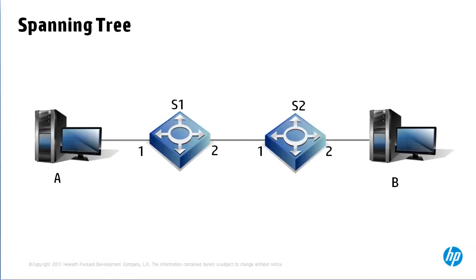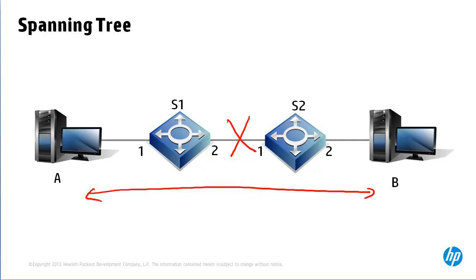Let's start with a very simple topology to explain the reasons to implement spanning tree. Why is spanning tree required on a switched network? So this topology will allow A to communicate with B and vice versa. The problem, however, in this topology is what happens if this link goes down. If the link between switch 1 and switch 2 goes down, there's no communication.